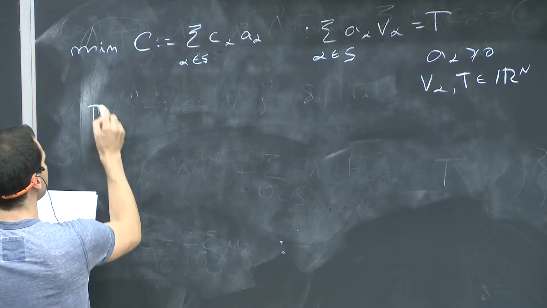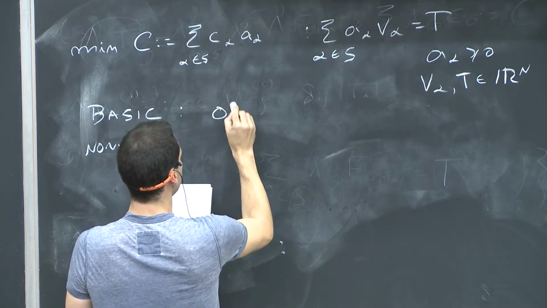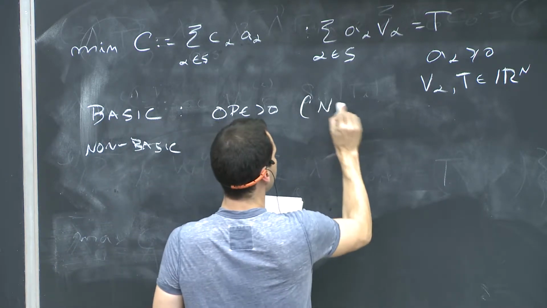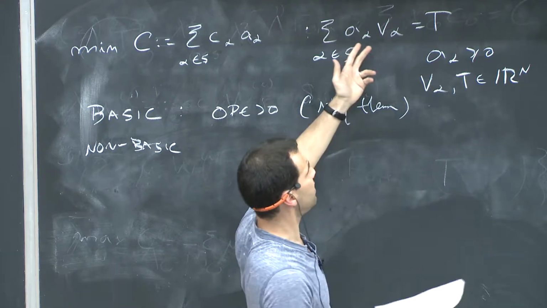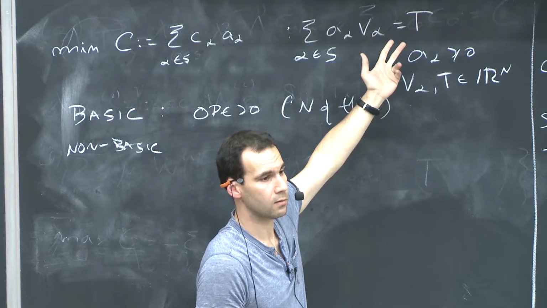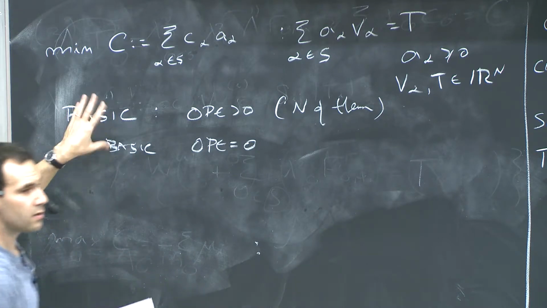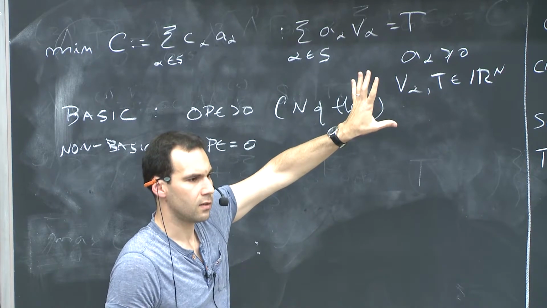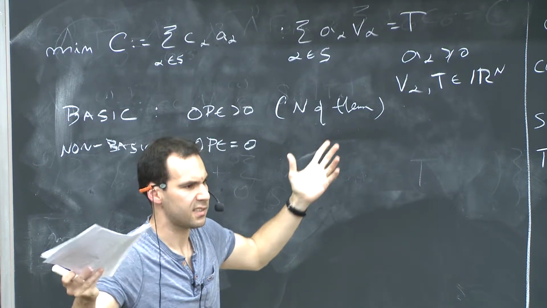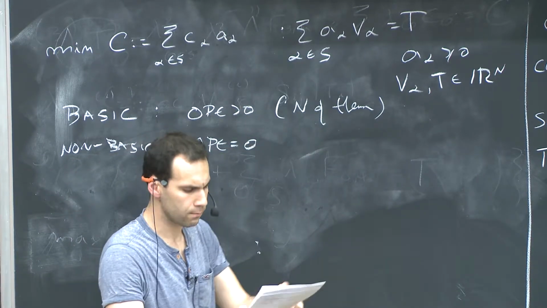Then the vectors are split into two sets, basic and non-basic. Basic means that the OPE coefficient is larger than 0, and there are n of them, because we are in Rn, so we only need n vectors at most to solve these constraints. And the non-basic have OPE coefficient equal to 0. This is fancy terminology, but you just need to pick n vectors which satisfy these constraints. These are called basic vectors at that step. Everyone else is switched off. It doesn't appear in the solution, so they are called non-basic.